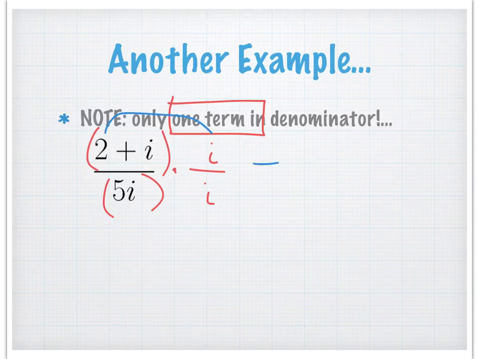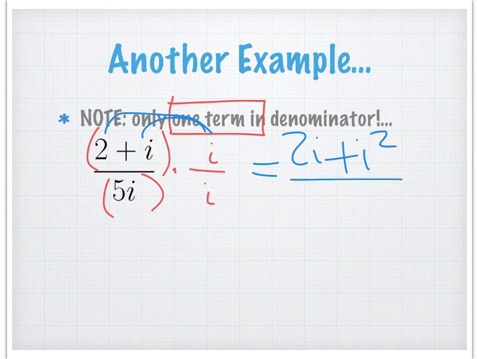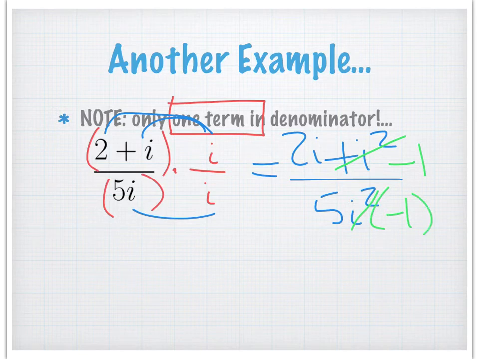i times 2 is 2i. i times i is i squared. So we have 2i plus i squared in the numerator. Multiplying in the denominator, 5i times i is 5i squared. But remember, all those times that we see an i squared, it's really negative 1. So we'll turn the plus i squared into really a minus 1. And because i squared is negative 1, we really have in the denominator, instead of 5i squared, 5 times negative 1.